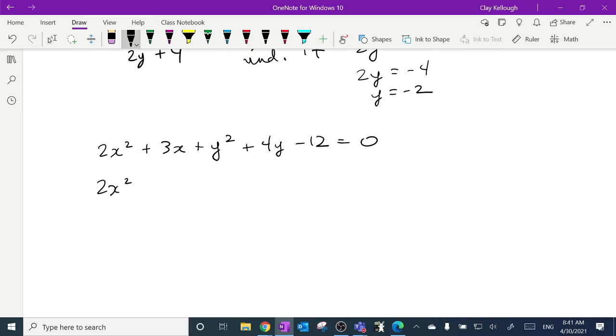So that's 2x squared plus 3x. Negative 2 all squared is 4. Minus 8 when I plug in negative 2. Minus 12 equals 0. Oh, maybe I'll get lucky in this one, factors.